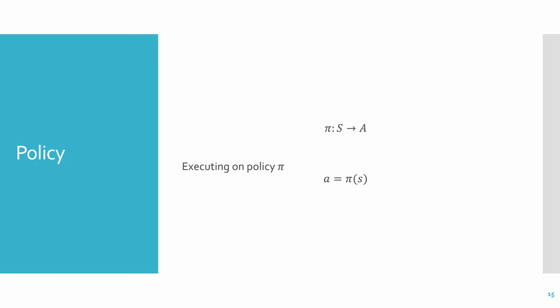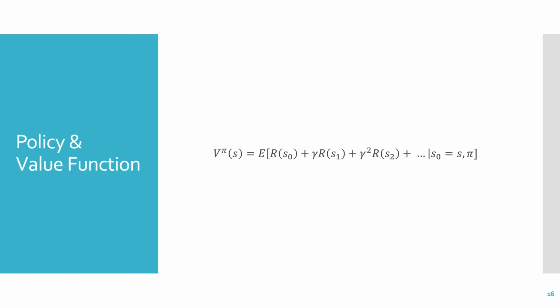We also define the value function of a policy according to this equation. What does this even mean? Well, this V pi of S is the expected sum of discounted rewards, given that we start in state S0 equals S. So we start in state S, and we're making choices, that is, taking actions according to some policy pi.